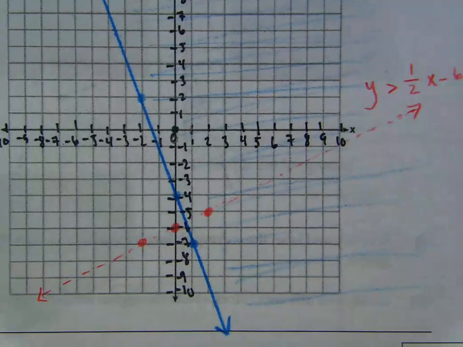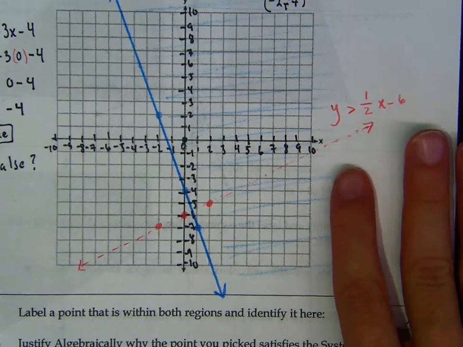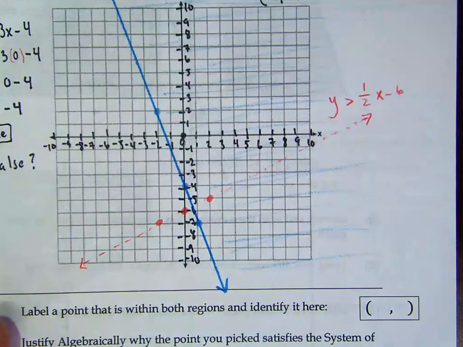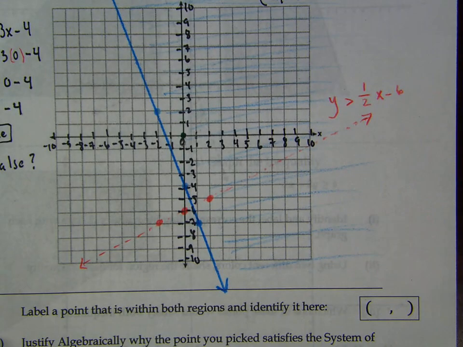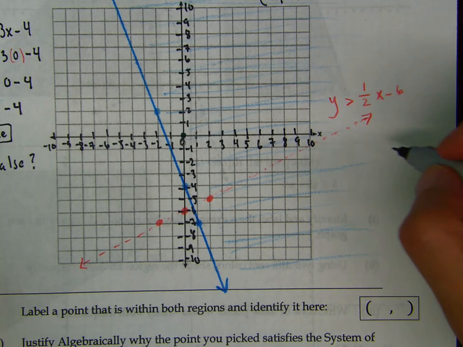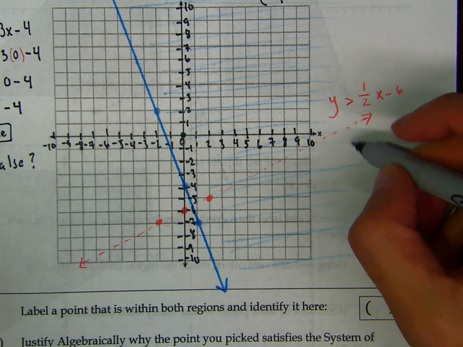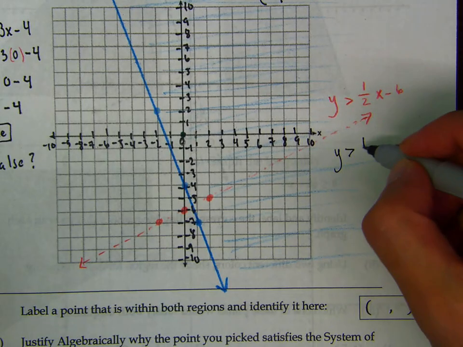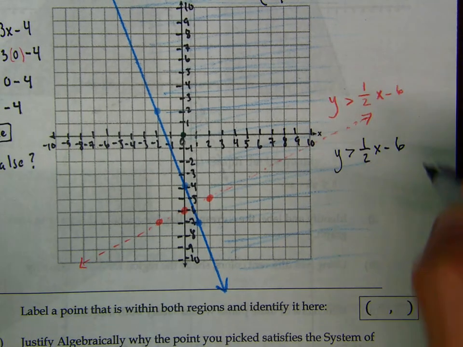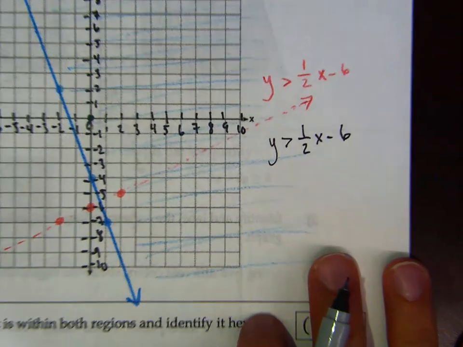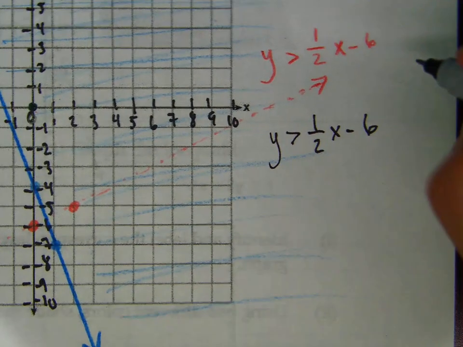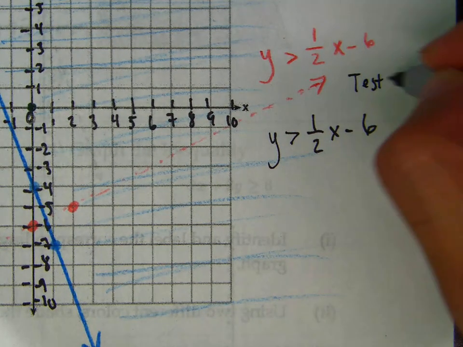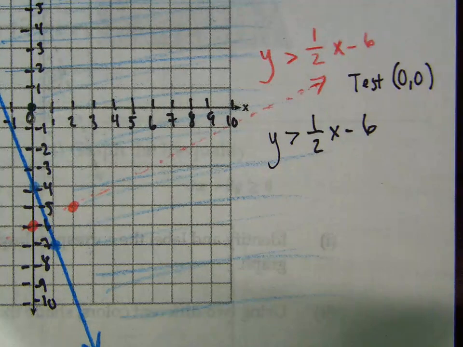All right. So now, what do we need to do? We need to test the point, right? We need to test the point. So here, where is the point that I test? Here, let's see. Y is greater than 1/2 x minus 6. So let's zoom in over here. And then what am I going to do? Test 0, 0. Right? Test 0, 0.